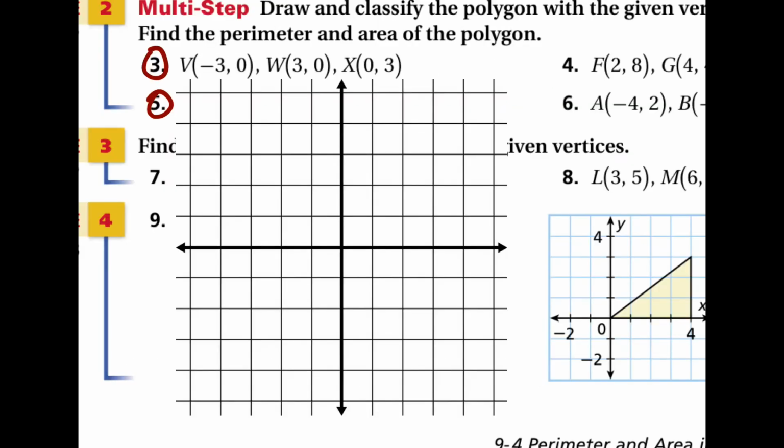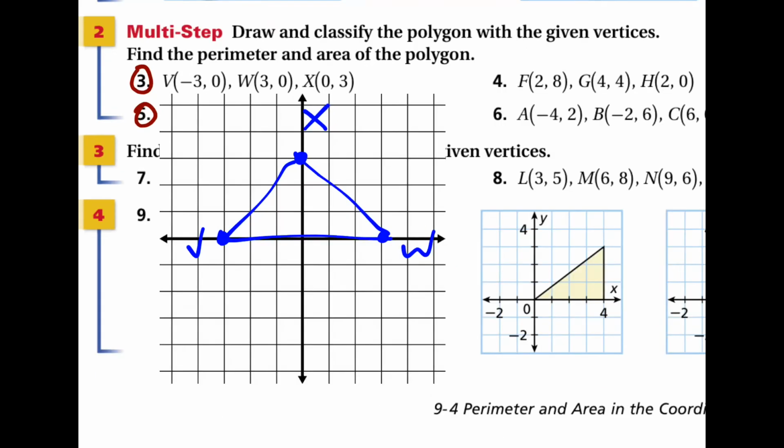So from the bookwork, number 3, we can plot these vertices. V is over here at negative 3, 0. W is at 3, 0. And X is at 0, 3. So we're looking at this triangle here. So the base we can actually just count, and it's going to be 6 straight across. And the height is going to be 3. So that's enough for the area right away.